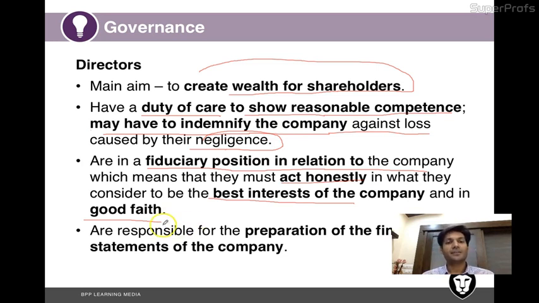And directors are the people who are responsible for the preparation of the financial statement of the company. Okay, so these are the people who actually make the financial statements. So in case the financial statements are made incorrectly, that means who is responsible? The directors are responsible. Okay, so remember this important point.